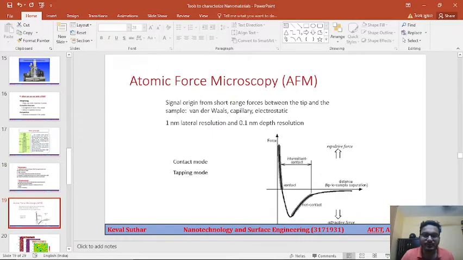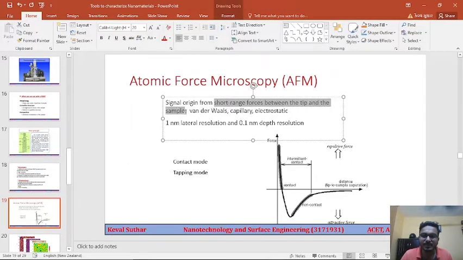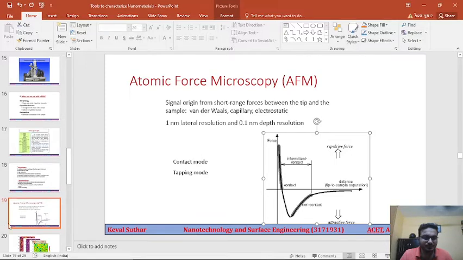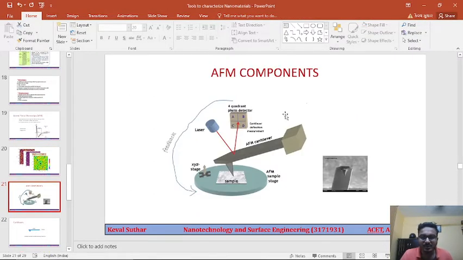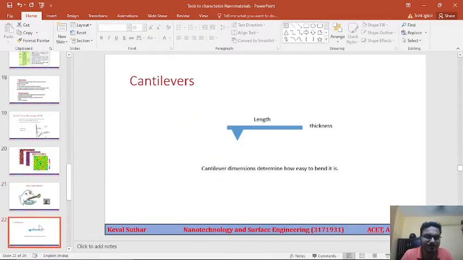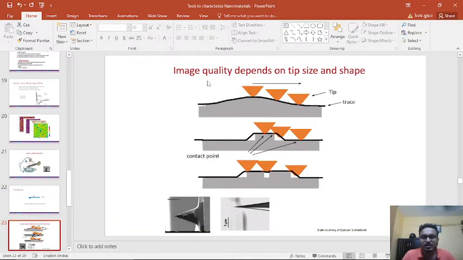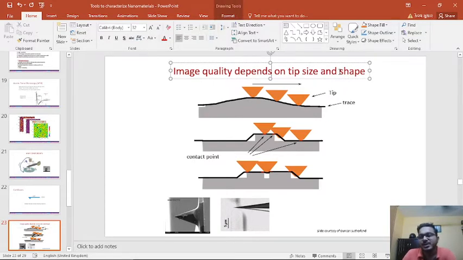Then we moved to atomic force microscopy, in which we have a cantilever with a tip. We get the signals from the short range forces between the tip and the sample. These forces are van der Waals, capillary, and electrostatic. This is the tapping mode force. We discussed the AFM components: the cantilever with a sharp tip, the sample kept on the AFM sample stage, and a laser incident on the AFM cantilever and received by the four-quadrant photodetector. The cantilever dimensions determine how easy it will be to bend it. The image quality depends on the tip size and shape.